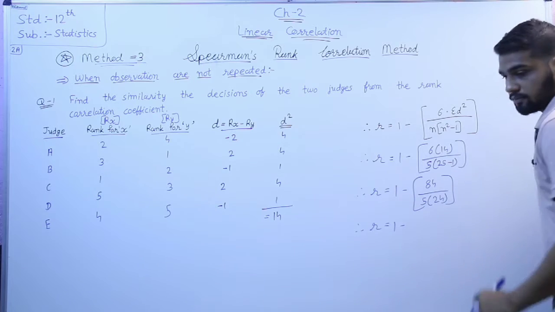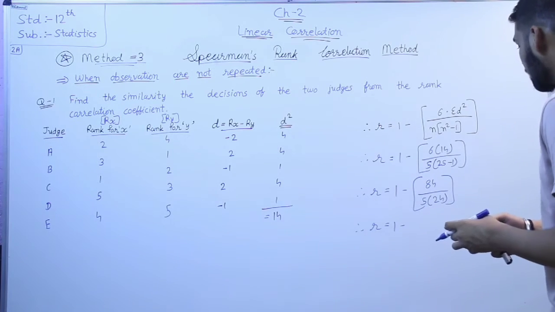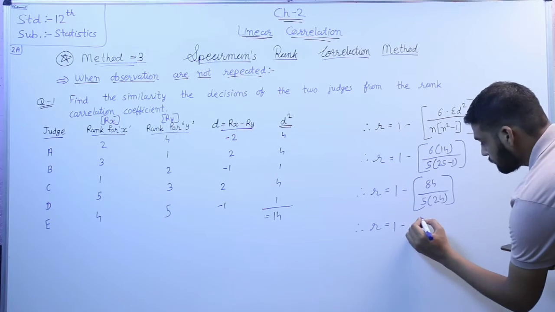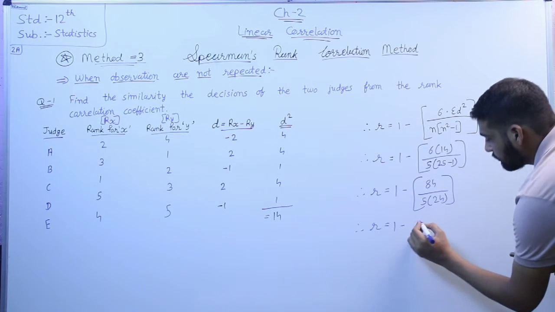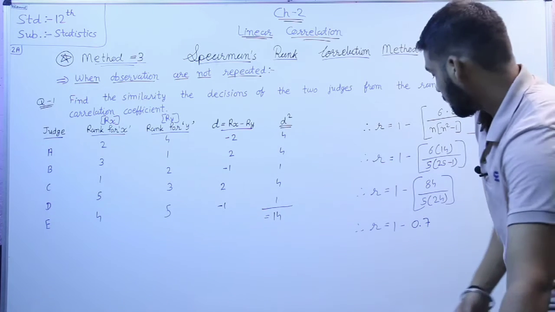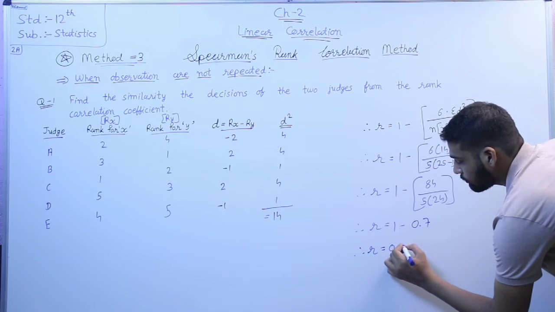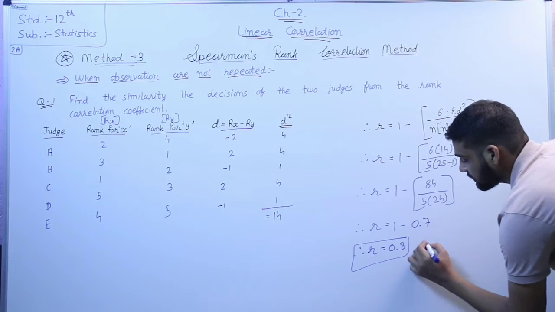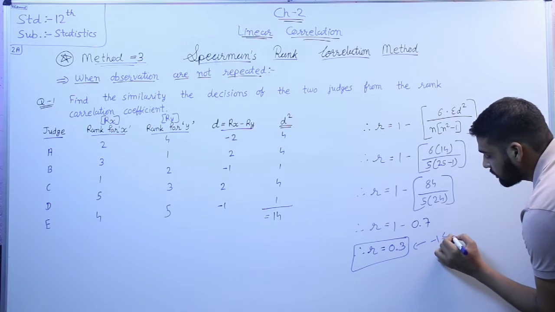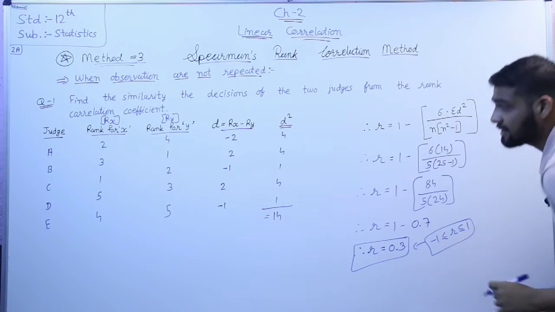So 1 minus, we directly do the simplified form, 84 upon 5 multiplied by 24. Our answer of R is equal to 0.3, which is between minus 1 and plus 1. So our answer is right.